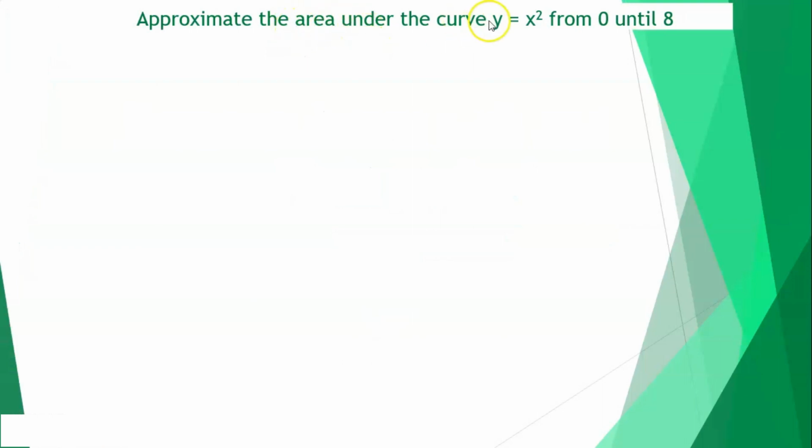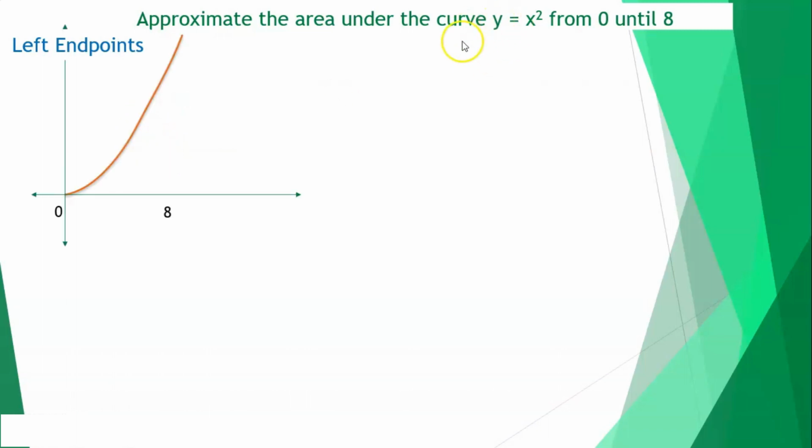Approximate the area under the curve y equals x squared from 0 until 8. So let's start with the left Riemann sums, or the left endpoints. So let's graph y equals x squared. This red graph here, that's y equals x squared, from 0 until 8.